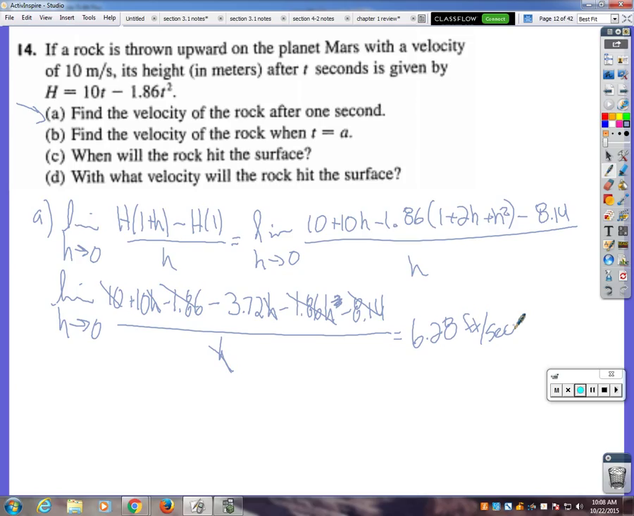Okay, now it says find the velocity of the rock when t equals a. So that is going to be super fun because now instead of plugging in 1 plus h, what are we going to plug in this time? Instead of 1, you put a. So we're going to plug a plus h in.